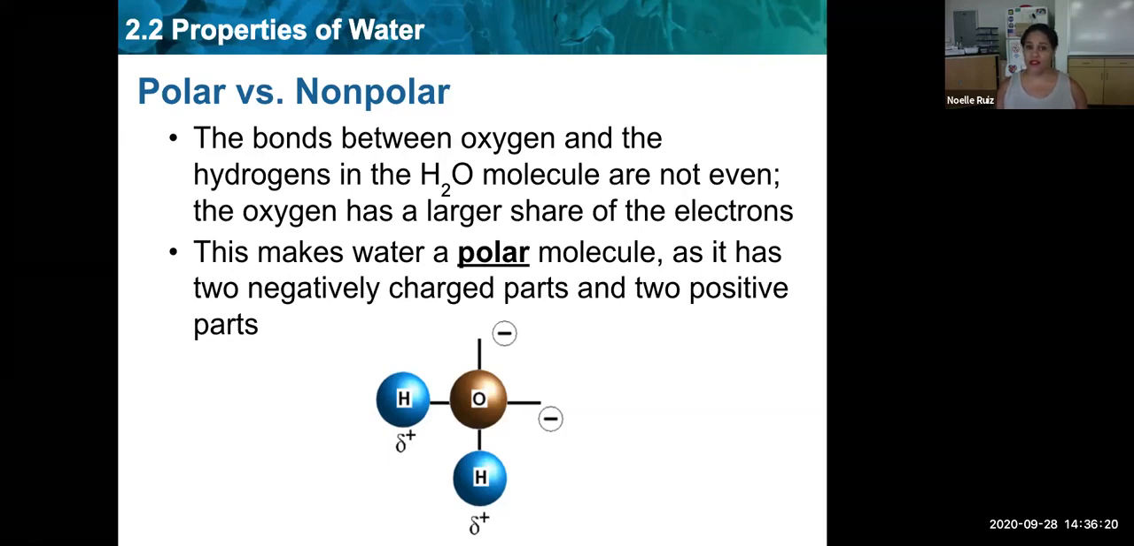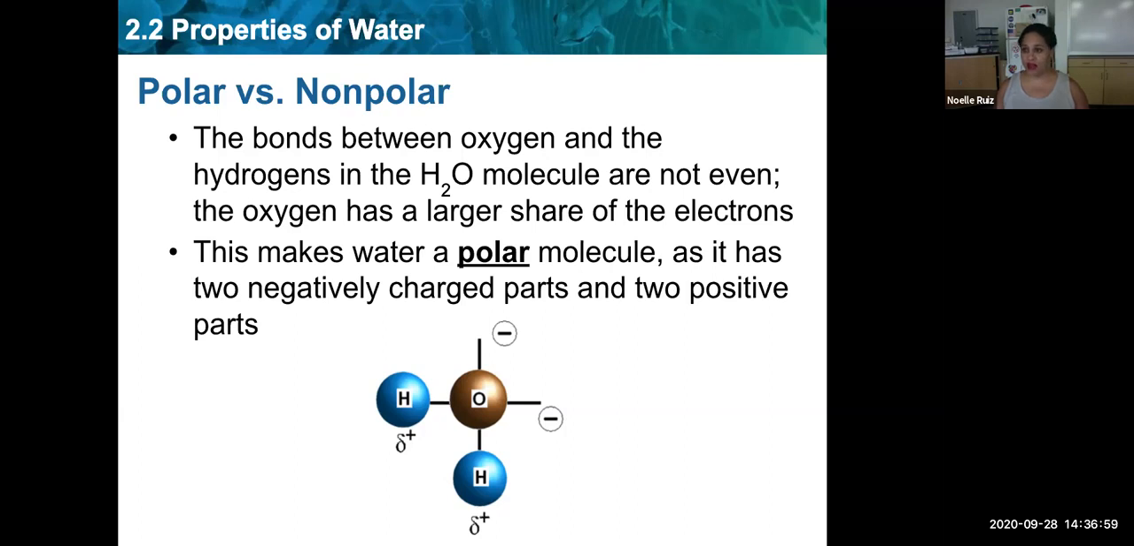The bonds between oxygen and hydrogens in the water molecule are not even. Oxygen pulls electrons more towards it, which leaves the hydrogens with a positive charge. This makes water a polar molecule. Just like the Earth has a North Pole and a South Pole, they're opposites. The water molecule has a negative pole and a positive pole. The oxygen is the negative side. The hydrogens are the positive side. So we call it a polar molecule because it has two opposite poles.